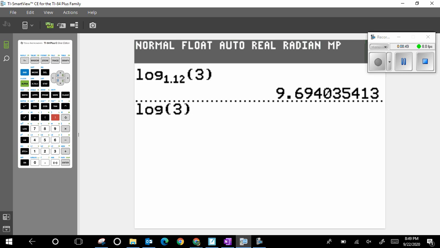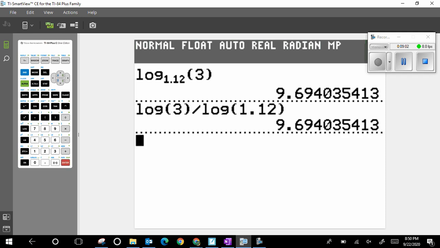Close your parentheses, divided by the log of the base. So log again, 1.12. Got to make sure you close those parentheses and you get the exact same answer. So that right there is called change of base, because you're changing it from base 1.12 to base 10, or the common log.